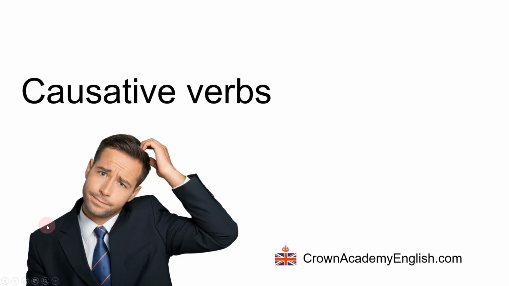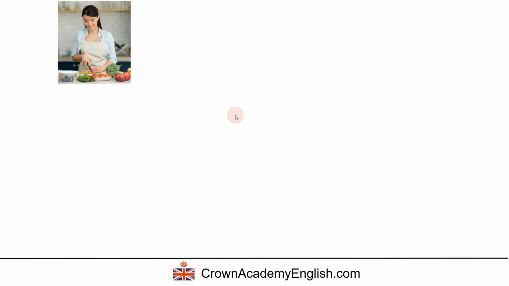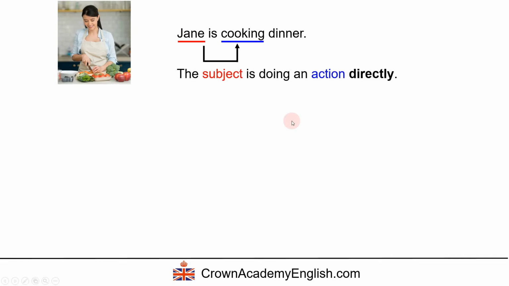Today's video is about causative verbs. So let's look at an example of a normal verb. Jane is cooking dinner. In this normal sentence, the subject, Jane, is doing an action directly. Okay, so it is Jane who is doing the action. Jane is cooking.